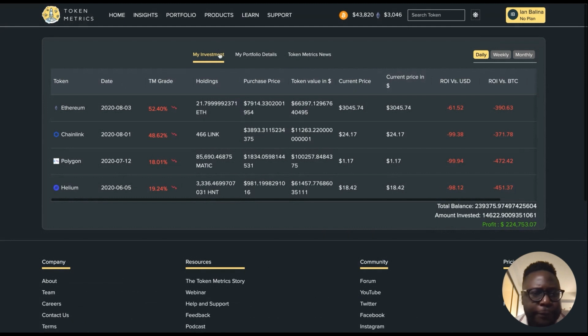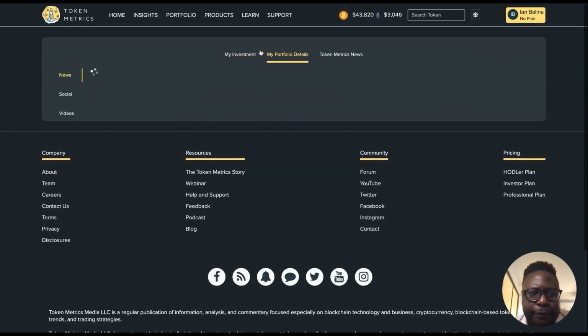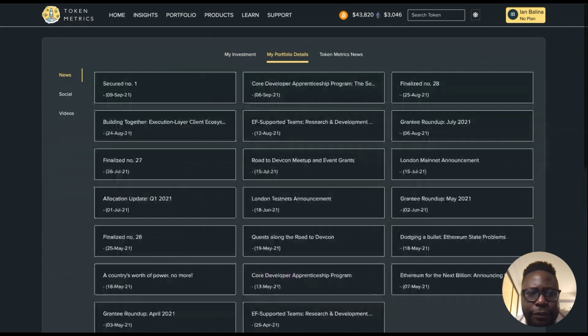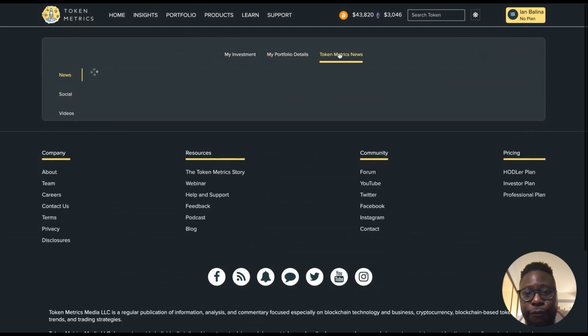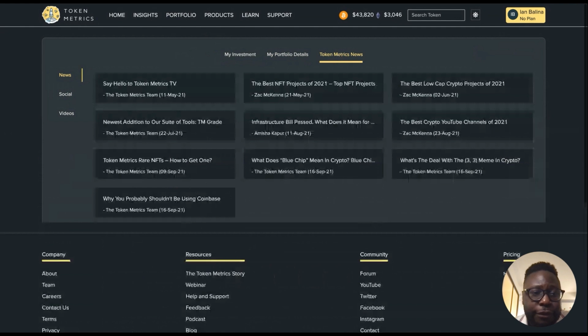It shows your portfolio. You can come here, see what you're tracking, see the ROI, amount invested, all that good stuff. And then if you want to follow details on your portfolio, news, social, video, and if you want to follow us and see the news for Token Metrics, all that is here.